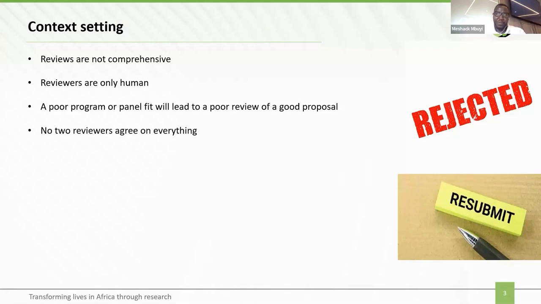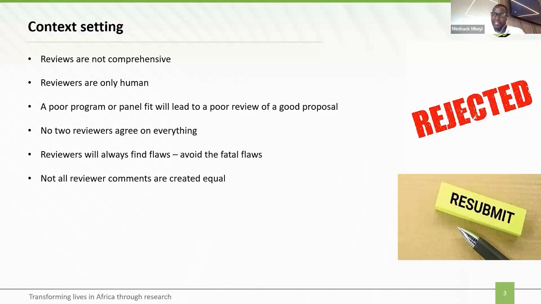Also, it's important to know that no two reviewers agree on everything. There's no time reviewers will agree. This reviewer will give you different feedback from that reviewer. And reviewers will always find flaws in your grant applications. But what you need to avoid is the fatal flaws, the kind of flaws that they look at and just discard the application because it cannot even go to the next level of review.